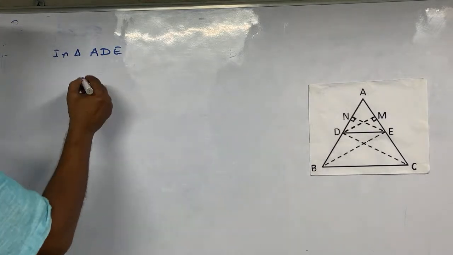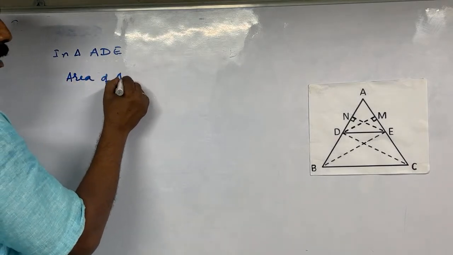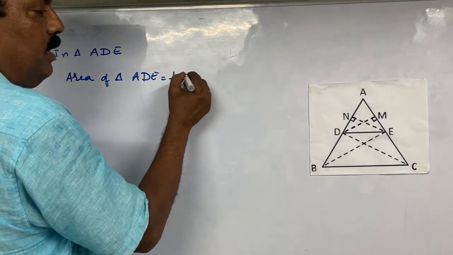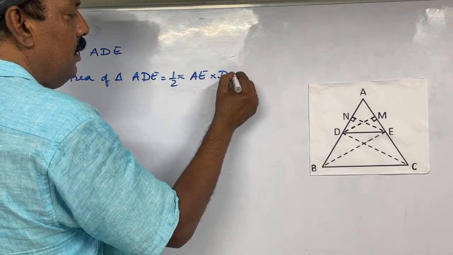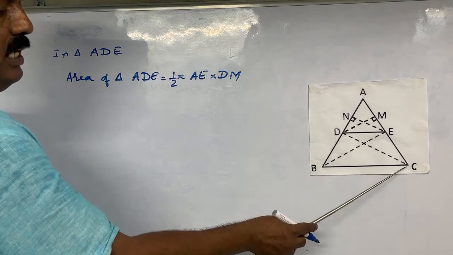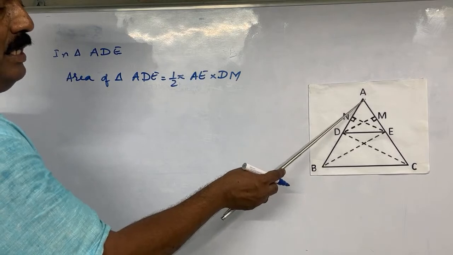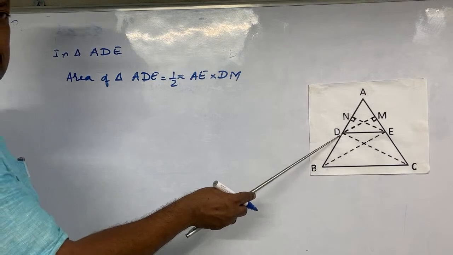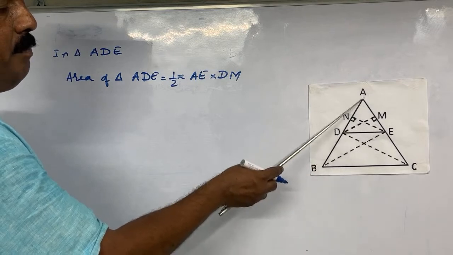In the triangle ADE, according to that, the area of the triangle ADE is equal to half into the base AE into the height DM. DM is the height. And another triangle is CDE. Once again, CDE is the second triangle. I am comparing it with the ADE triangle. The second triangle has the base AE, while the first ADE triangle had the base AD.